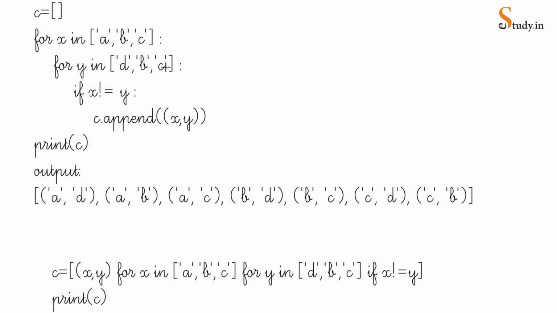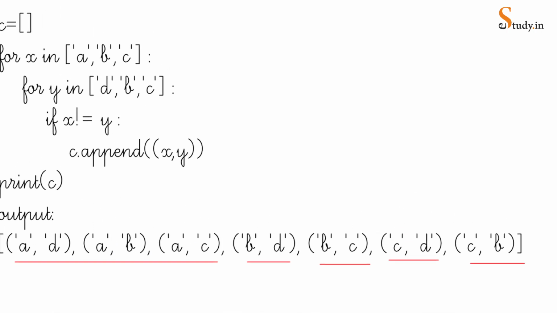So let's see how it works. The first value of x is A. So of course we'll have AD, AB and AC. Now the next value of x is B. So we'll have BD. As you can see, we have BD here, but then B is equal to B, so this condition is not true. This is false. As long as it is not equal, then only it will be appended. So this value will not be appended. Then B comma C, so we have this. The third value of x is C. So CD, we have CD. Then we'll have CB. And of course, because C is equal to C, this will not work out. So this is the output of this code.